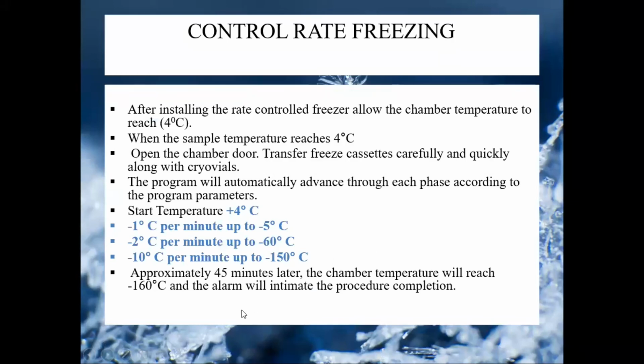Now the next step is controlled rate freezing. In controlled rate freezing, the starting temperature of the stem cells, as I told you we are doing all the processing on top of ice packs, will be 2 to 4 degrees Celsius. In the controlled rate freezer, our protocol follows these steps: 1 degree Celsius per minute up to -5 degrees Celsius, then 2 degrees Celsius per minute up to -60 degrees Celsius, then -10 degrees Celsius per minute up to -150 degrees Celsius.